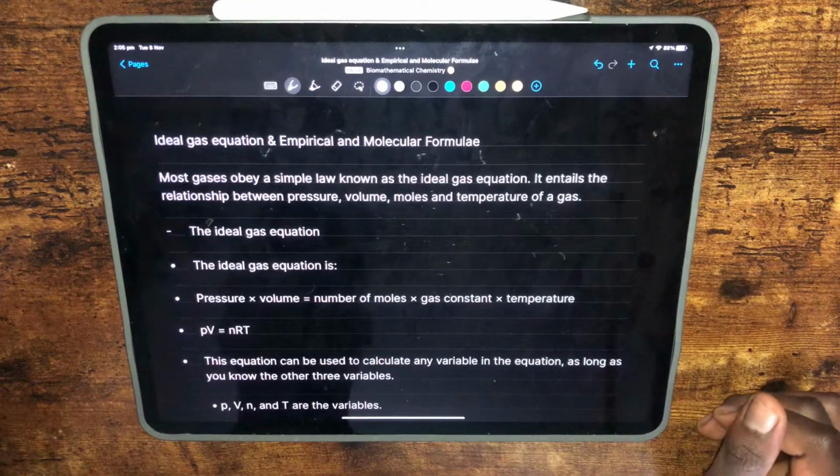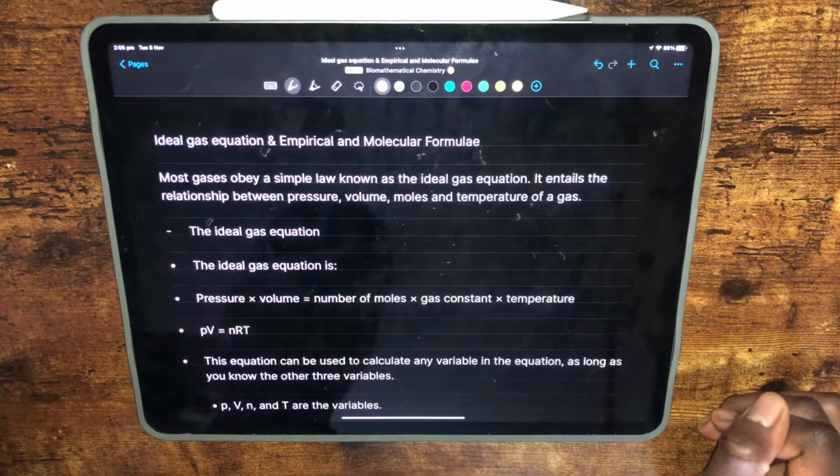Most gases obey a simple law known as the ideal gas equation. It entails the relationship between pressure, volume, moles, and temperature of a gas. The ideal gas equation is pressure times the volume, which is equal to the number of moles times the gas constant times the temperature.